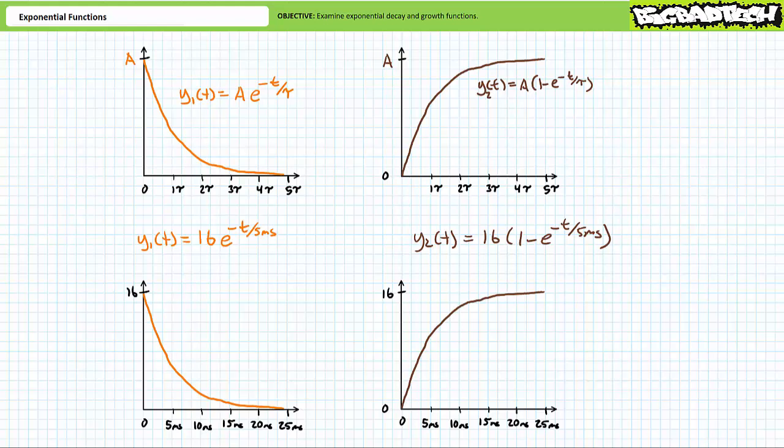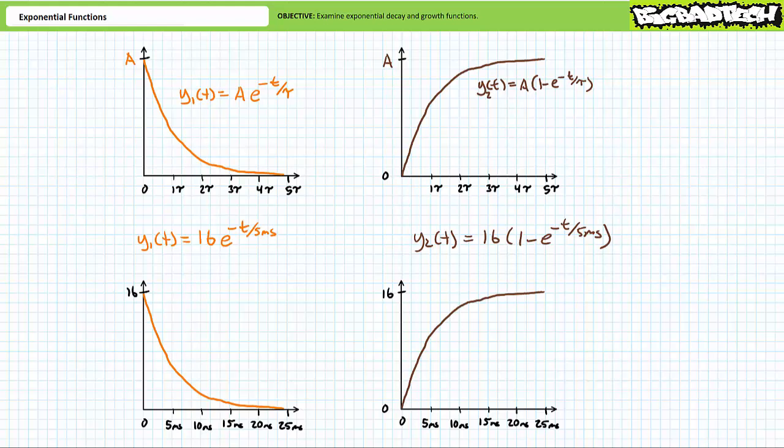Our constant a, forming our upper and lower bounds for each function, is 16. Our time constant for both functions is 5 milliseconds. 5 milliseconds represents one time constant. 10 milliseconds represents 2 time constants. 15 milliseconds represents 3 time constants. 20 milliseconds represents 4 time constants, and finally 25 milliseconds represents 5 time constants.